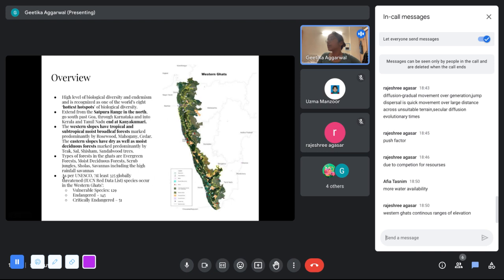And according to UNESCO, at least 325 globally threatened species are found in the Western Ghats. So the Western Ghats is home to a lot of these endemic species, which right now are in danger of extinction. You can look at it, 50 species are critically endangered, and 145, which is a huge number, are endangered. So that is why a lot of ecologists, scientists, and conservationists are paying huge attention to the Western Ghats to save these particular species and to make these areas more amiable.